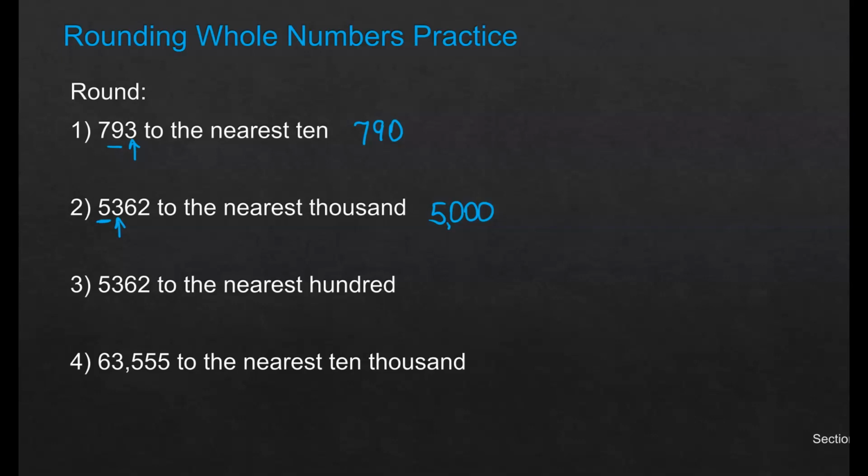5,362 to the nearest 100. The 3 is in the hundreds place, and the 6 is going to tell me what I do with that 3, and in this case I need to add 1 to the 3, so that's going to be 5,400. All right, and we've got it rounded to the hundreds place.